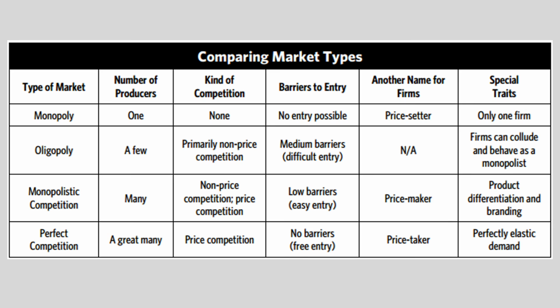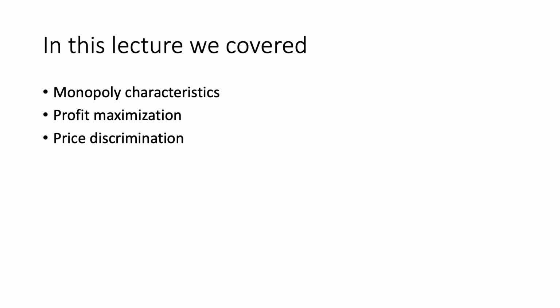Based on their special traits, in terms of a monopoly, there's 1 firm. Oligopoly, firms can collude and behave as a monopolist. Monopolistic competition, the key is product differentiation and branding. And perfect competition, the special trait is that it has a perfectly elastic demand curve for the firm. So in this lecture, we covered monopoly characteristics, profit maximization in a monopoly, and price discrimination that is possible for a monopolist, etc.